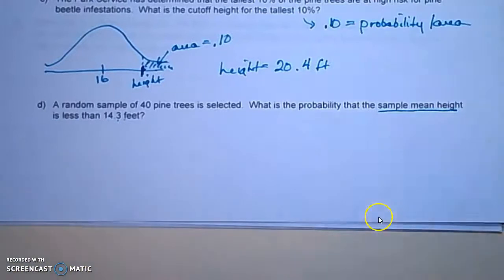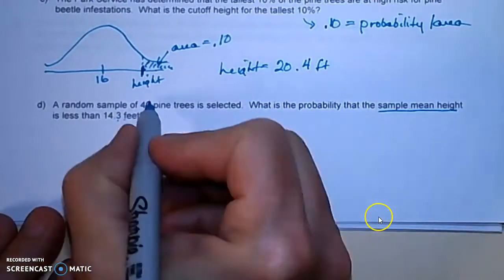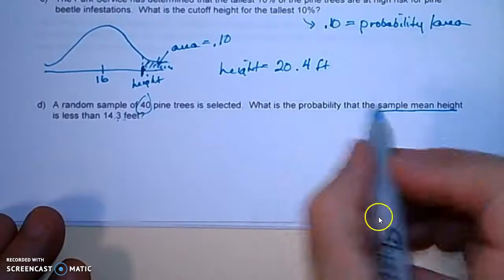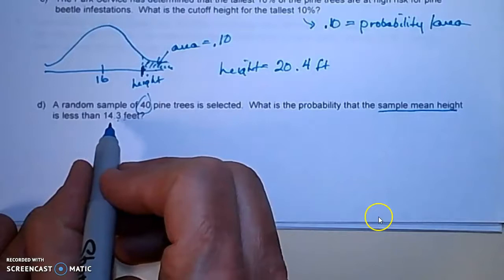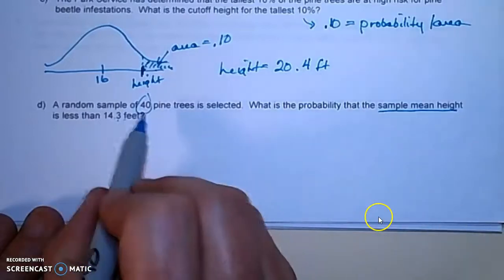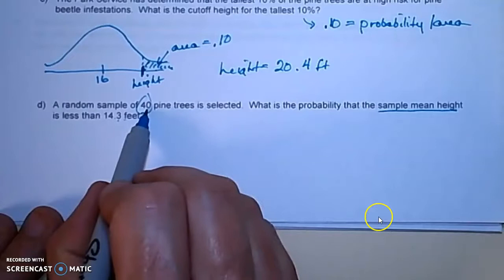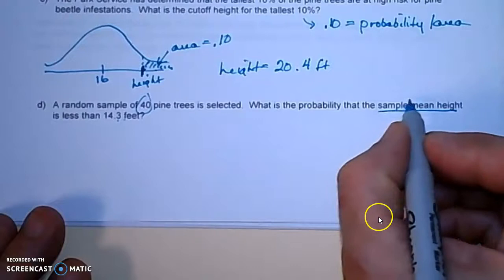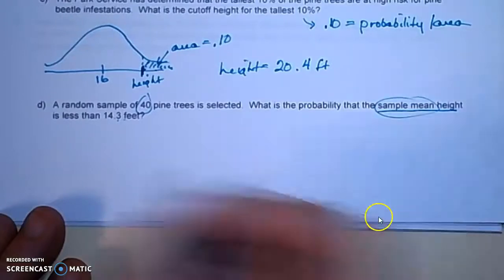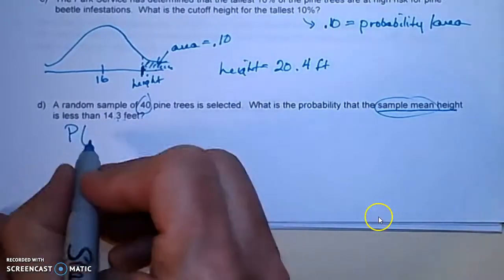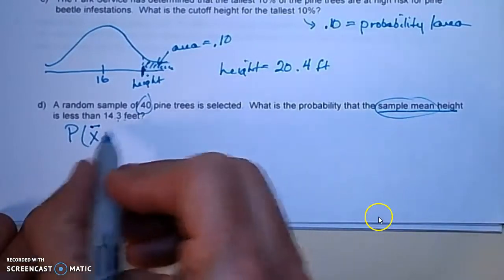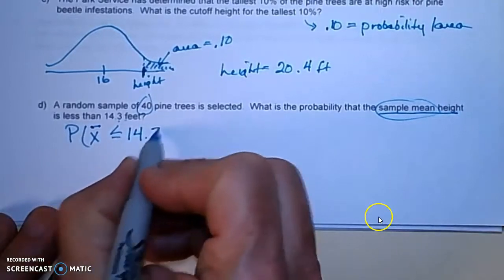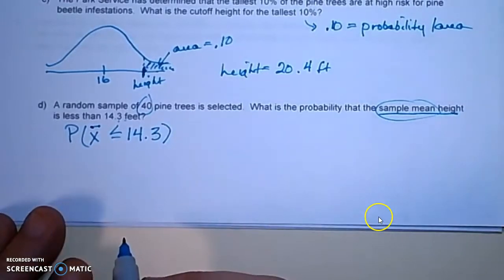For the last part of this problem, now we have a random sample of 40 pine trees instead of just one, and we want the probability that the sample mean height is less than 14.3 feet. This has changed our type of question because we're not just talking about one pine tree, we're talking about 40, and we're also talking about the probability that involves the sample mean. How we would write this in notation, our sample mean, instead of just being x, is x bar. We want the probability that x bar is less than or equal to 14.3.